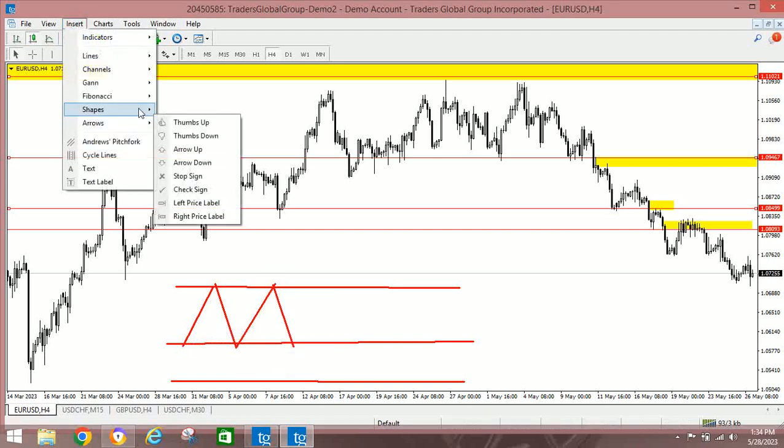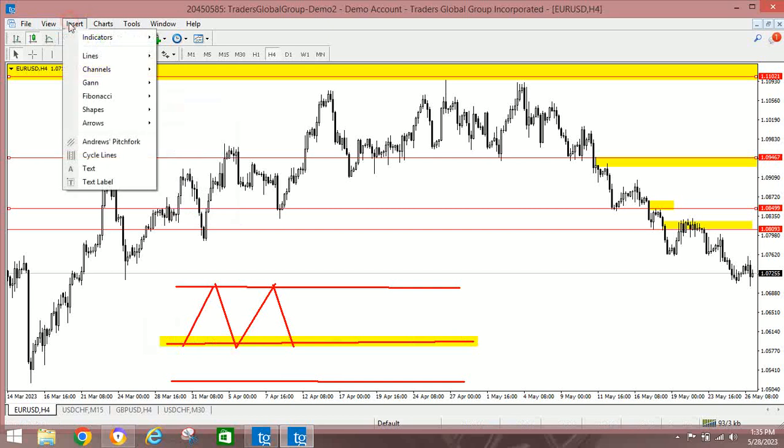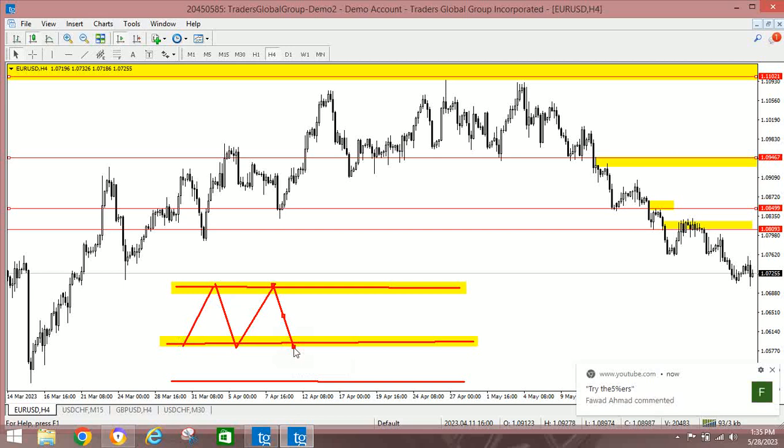Let me highlight it for you so you can see it properly. This level here was a significant support, and this level here was a significant resistance. So the resistance is always up. This is just the price going up and down between these two levels. What happened is the price decided to break the support just below. So it breaks the support below.